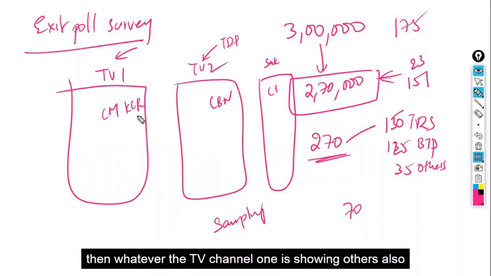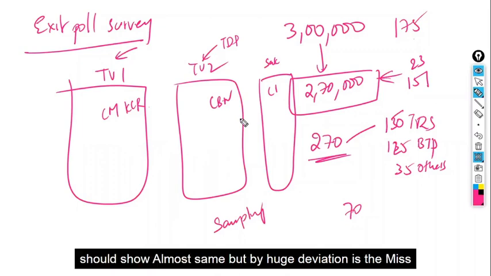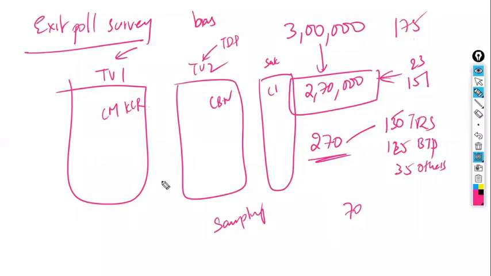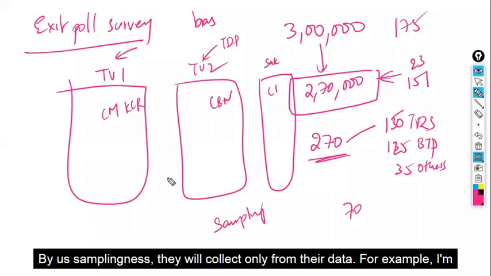Sir, sampling means whatever one TV channel is showing, others should also show almost the same, but there is a huge deviation, which means they are doing biased sampling. Biased sampling means they will collect only from their own data.